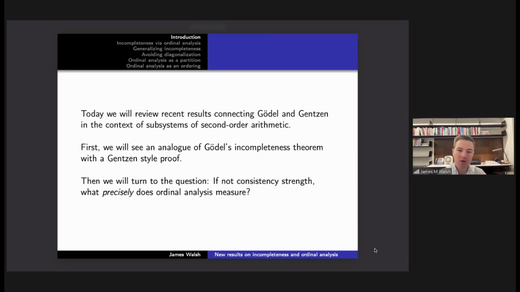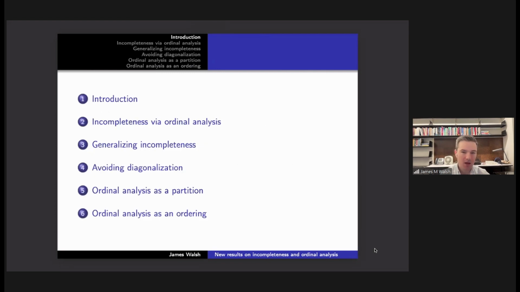And then we're going to turn to questions about what it is that ordinal analysis is exactly measuring. Sometimes in the literature, people will say that ordinal analysis is a means of measuring the consistency strength of theories. We'll see that that's not quite true. So we're going to ask the question, what precisely is it that ordinal analysis is measuring? If not consistency strength, what analog of consistency strength is ordinal analysis measuring? So that was all the introduction.